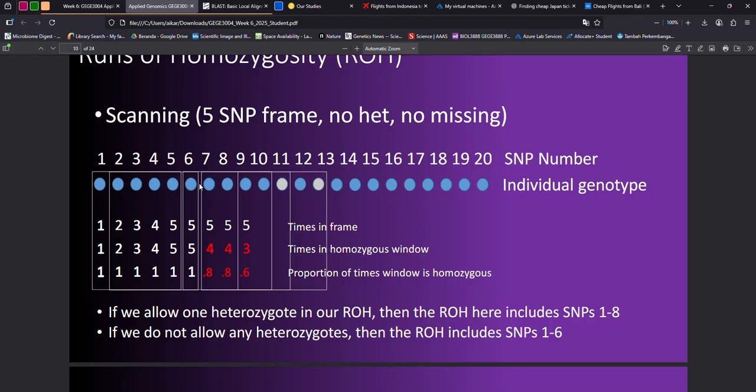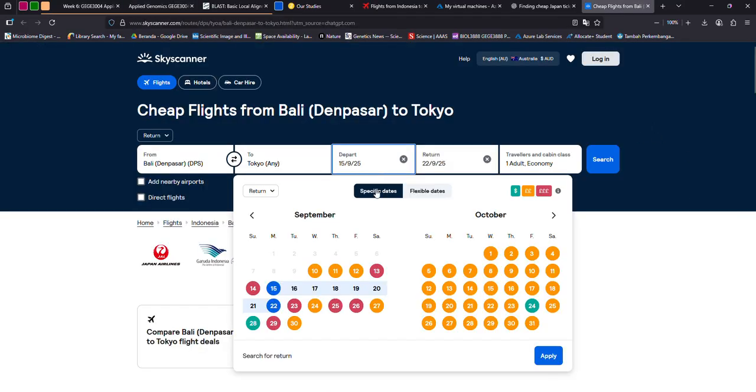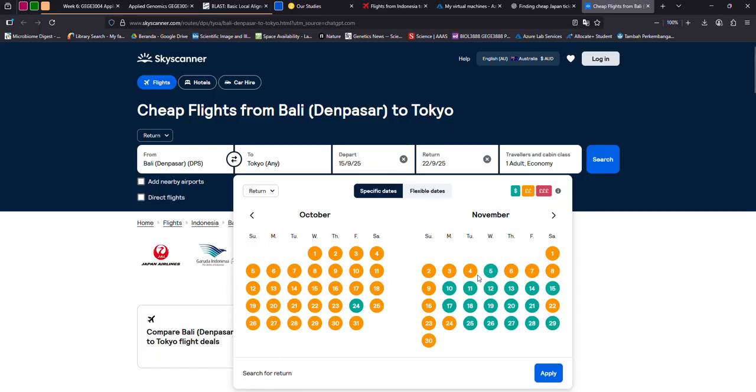So, what's interesting here is there are certain thresholds that are set when it comes to runs of homozygosity analyses. If we were to allow 1 heterozygote in our runs of homozygosity, then the ROH here would include SNPs 1 through 8, right? Because they would only have had 1 heterozygous SNP. If we do not allow any heterozygotes, then the ROH, the run of homozygosity, because they're going to be in sections, right? So how long is our run of homozygosity? Well, it would be 1 through 8, 8 long, if we allowed 1 heterozygous SNP. But if we said no heterozygous SNPs are allowed, it would be 6.